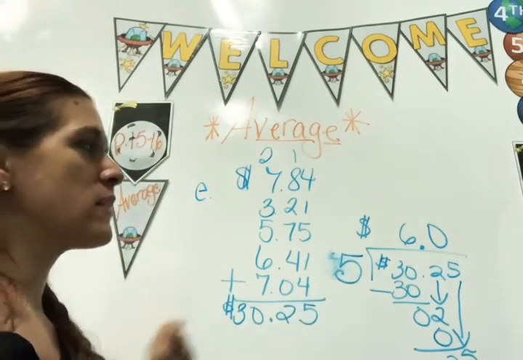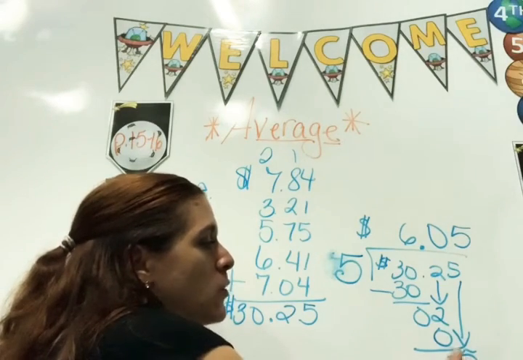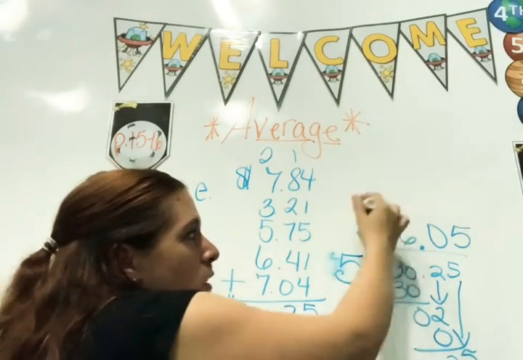25 divided by five is five. Five times five is 25. 25 minus 25 is zero. Zero is less than five, and here's your answer.